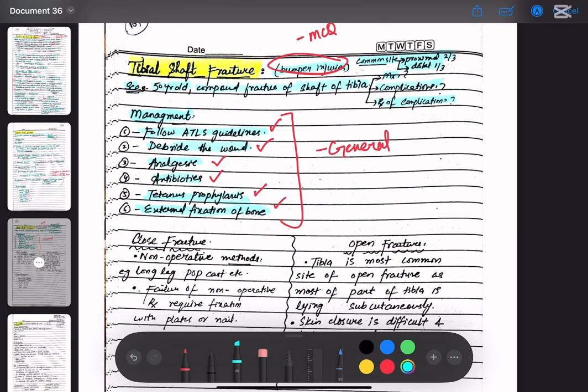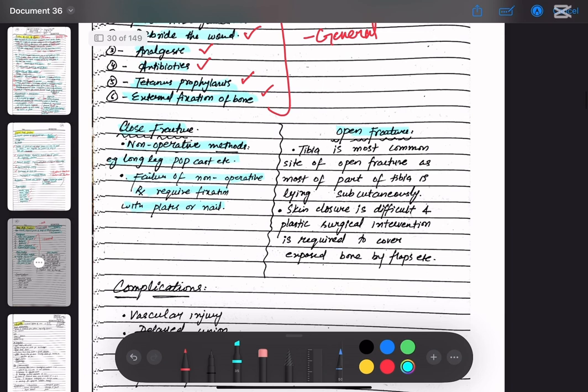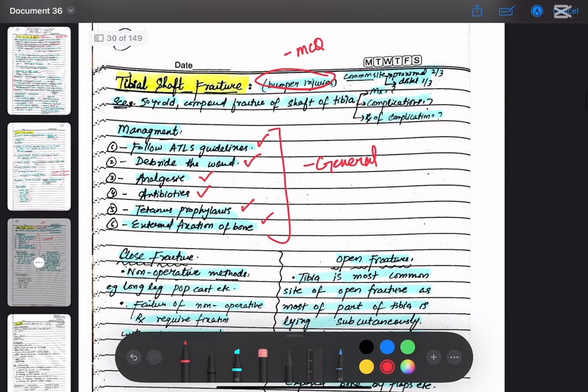Then we have the closed fractures and the open fractures. In the closed fractures, we have non-operative methods. For example, a long leg pop cast is used, and in case of failure of non-operative treatment, it requires fixation with plates or nail. And in the open fracture, tibia is the most common site of open fracture, as most of the tibia is lying subcutaneously, and skin closure is difficult, and plastic surgical intervention is required to cover the exposed bone by flaps. Okay.